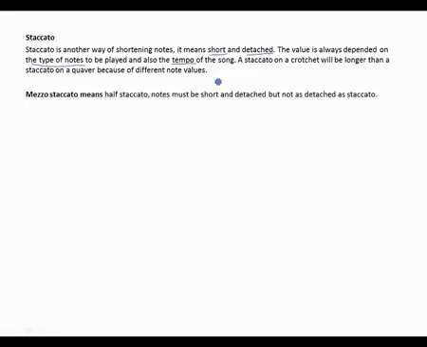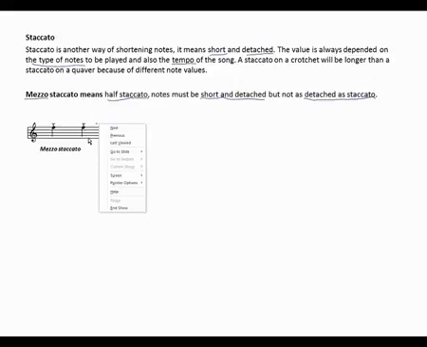Let's take a look at mezzo staccato. This means half staccato. Mezzo means half. Half staccato. Notes must be short and detached, but not as detached as staccato. This is the mezzo staccato sign. So it's a small line above the note with a dot. Line with a dot. Mezzo staccato.